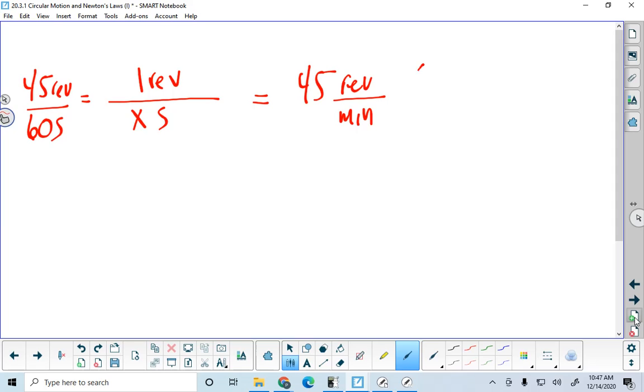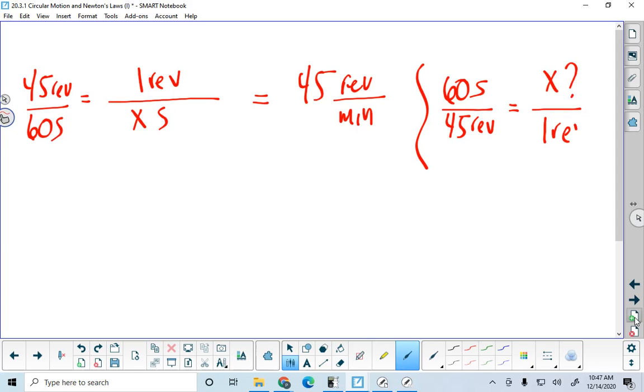Another way to look at it is it's 60 seconds for 45 revs. We want to find out what length of time it is for one rev. I had my ratio upside down when I wrote the second part of it. So when I cross multiply here, I get 45x equals 60. So x is actually equal to 1 point.